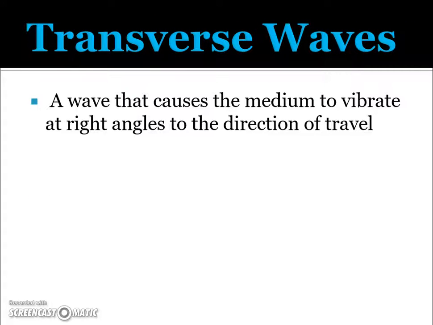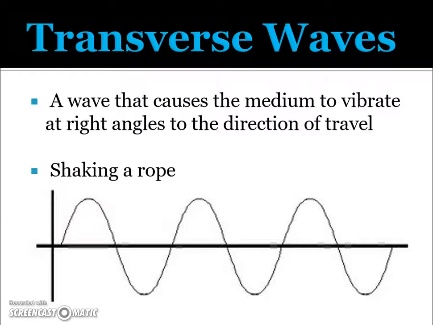Transverse waves are the waves that vibrate at right angles to the direction of travel. So if it's moving forward, the transverse wave itself is going to be moving up and down. So at right angles to the direction of travel. So for instance, if you are shaking a rope, or if you are shaking a picnic blanket to get off all of the ants, it kind of looks like this.